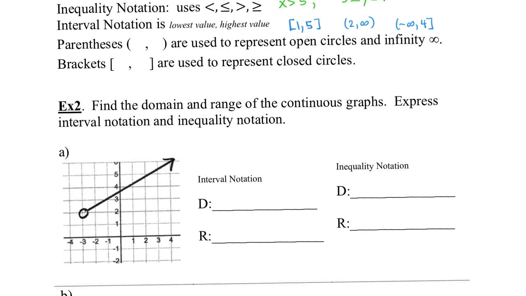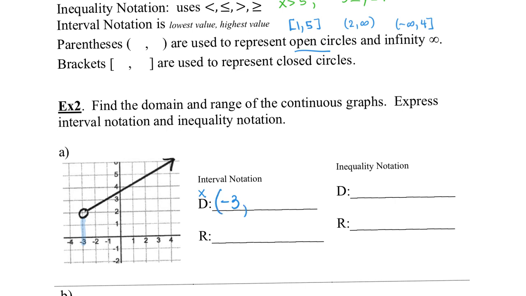Okay, so domain is the x values. I want to do the lowest x value to the highest x value. So I'm going to go along the x-axis to the lowest x value. The lowest x value is negative 3. Oops, gave away the surprise. Okay, at negative 3, there's an open circle. Open circle means parenthesis.